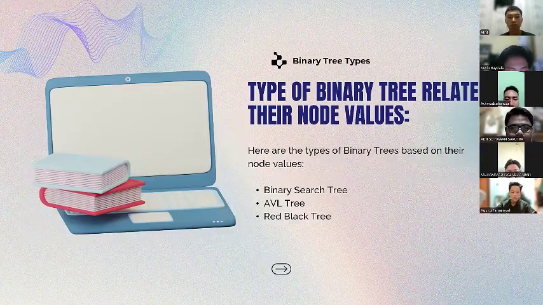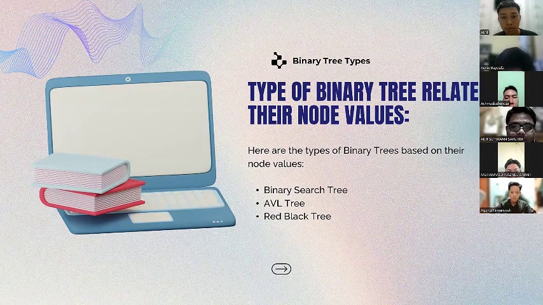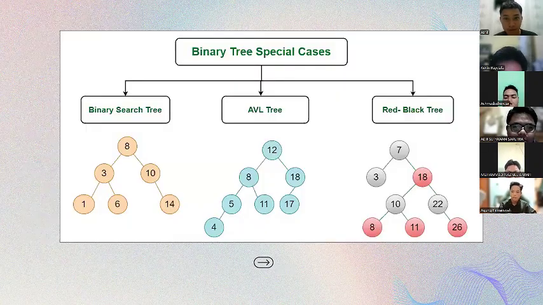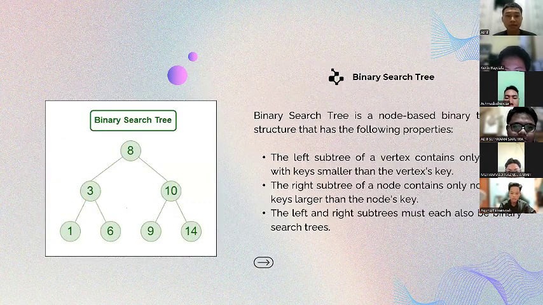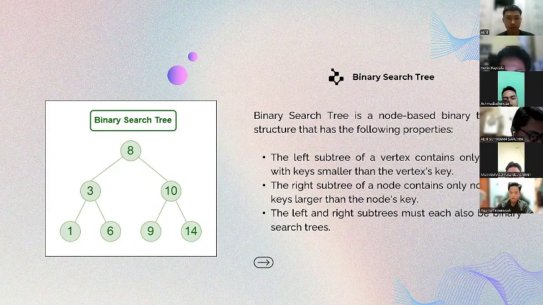Okay, next there is a type of binary tree based on the node value. There is the binary search tree, AVL trees, and red-black trees. A binary search tree is a node-based binary tree data structure that has the following properties. The left subtree of a vertex contains only vertices with keys smaller than the vertex key. The right subtree of a node contains only nodes with keys larger than the node's key. The left and right subtrees must each also be binary search trees.